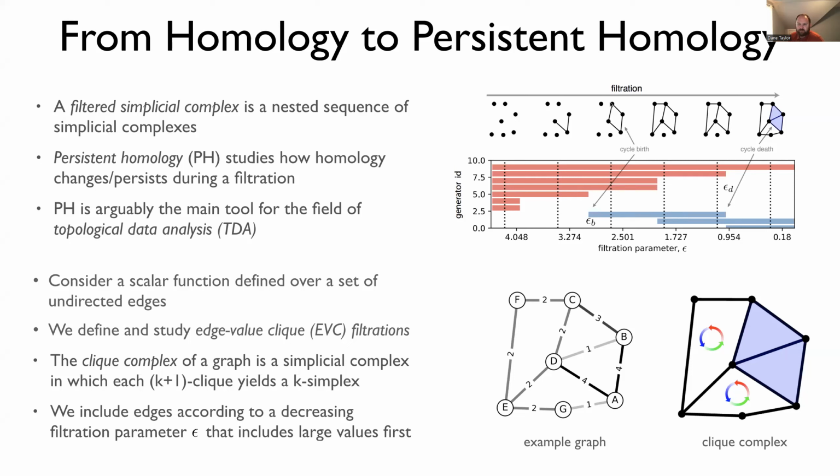Okay, so this is just tracking the evolution or the persistence of homology and the homology groups as we vary this filtration parameter. We're doing the filtration here by defining a function over the set of edges and then just varying a threshold, keeping the largest values first. And so for each graph, we consider the clique complex, which basically says, if there's a triangle, fill it in and add the 2 simplex.